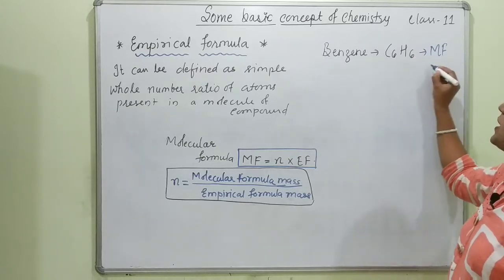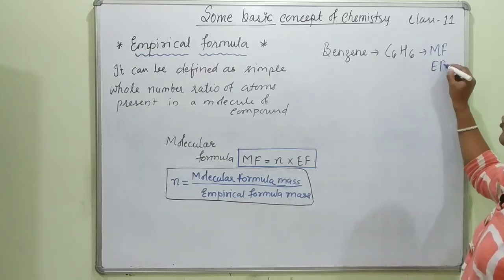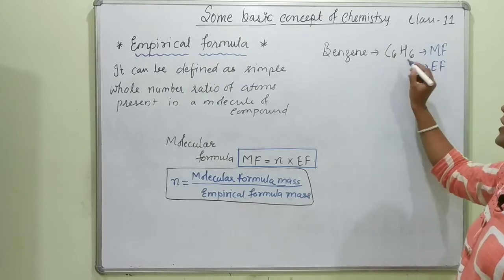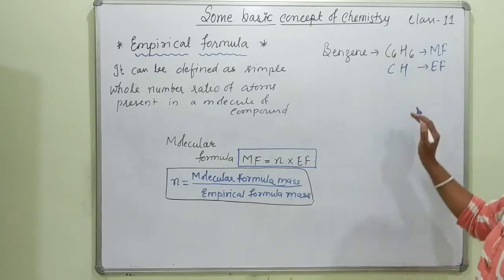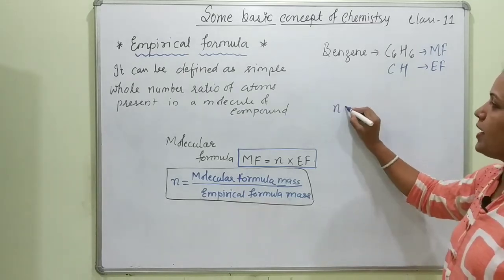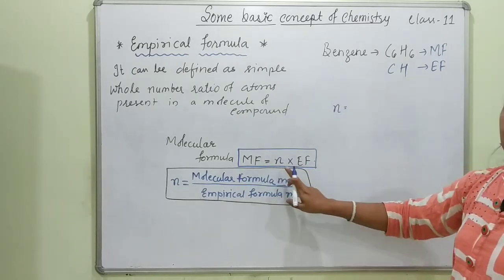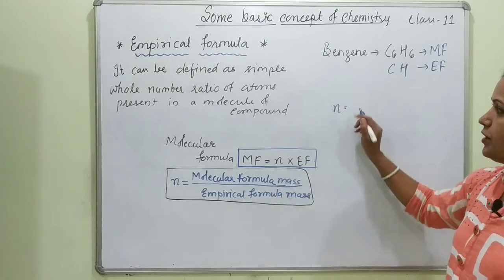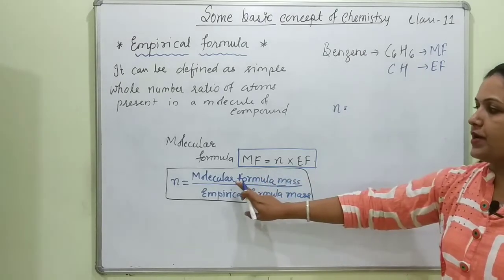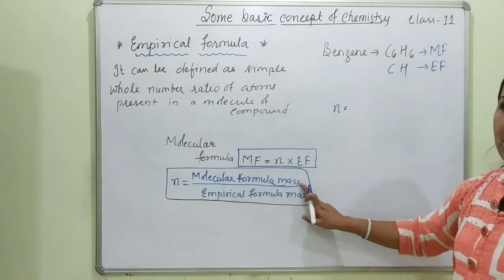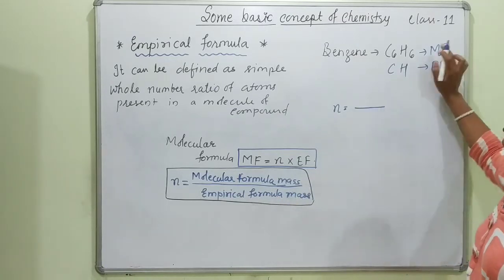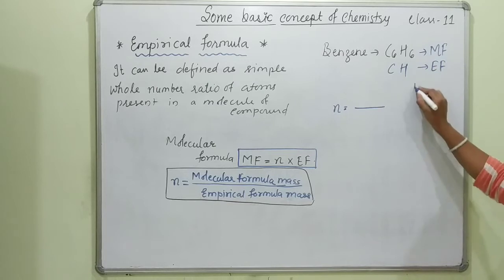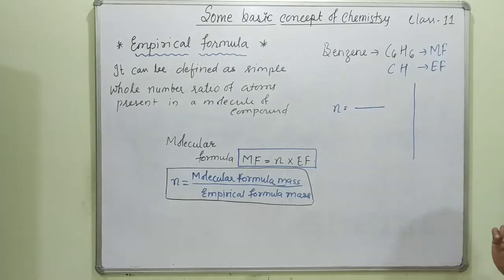Now let's see the empirical formula. The empirical formula of it is CH, the simplest whole number ratio. Now if I want to calculate the value of n, how will I calculate it? First of all, I will write molecular formula mass upon empirical formula mass. First, the molecular formula is this one, so we can calculate its molecular formula mass.